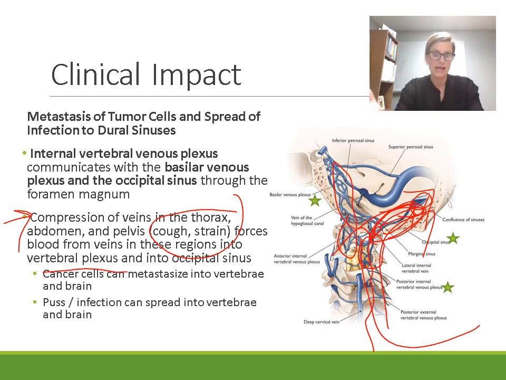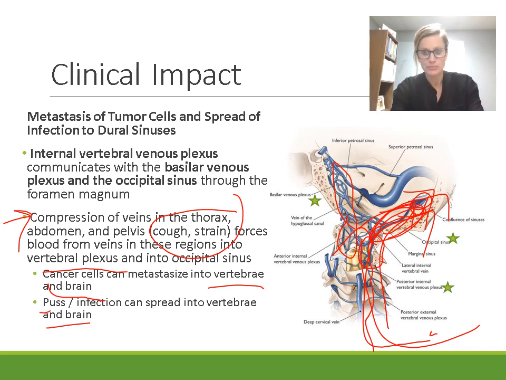Or metastasis, again, so if there's cancer in these regions, which is a pretty broad area, right? The thorax, the abdomen, the pelvis, that's a lot of different cancers that can be present. But cancers in this region can also metastasize, or make their way back up, into the dural sinuses via this route. So cancer cells can metastasize into the vertebrae. We talked about how that's really common for cancers to metastasize into the vertebrae, and then they can also metastasize into the brain. And then again, pus or infection can spread into the vertebrae and the brain via this venous route.